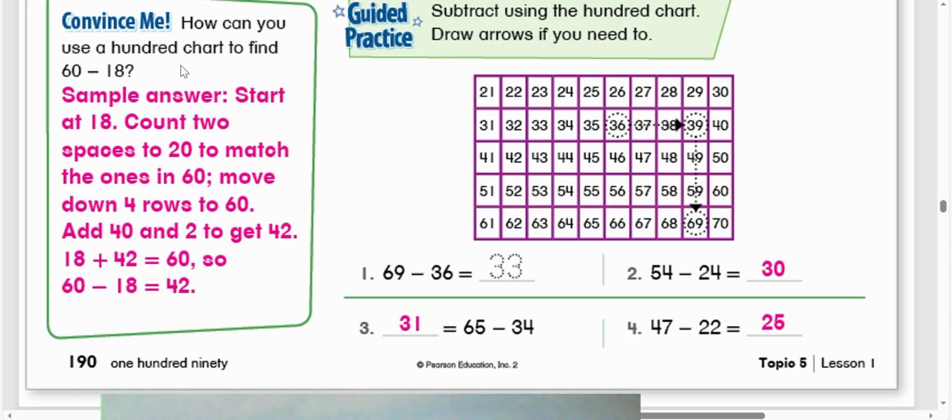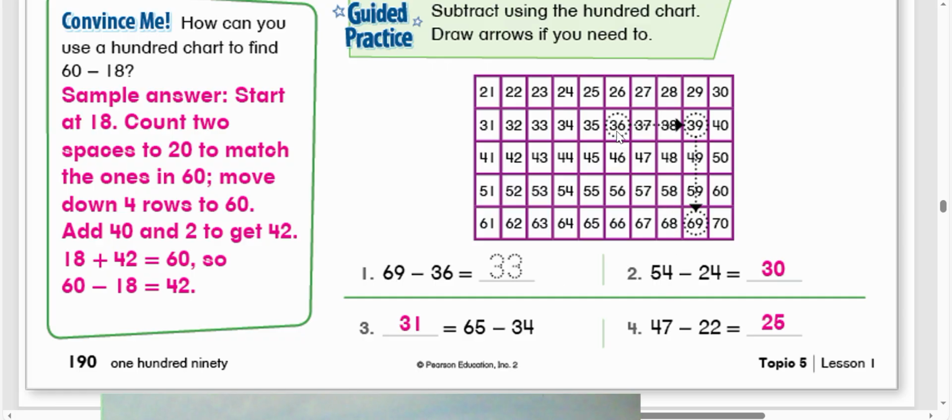60 minus 18. Use the bar model to find the answer. Start from 60 here and go steps, subtract by 18, going up steps to find the answer. It will be 42. So start at 60 and go back 1 up, and in the tens, or you can put 0 minus 8, and 5 minus 1 is 4. The result will be 42.